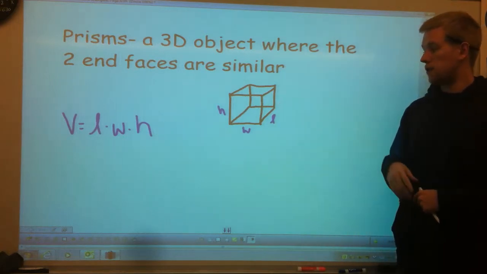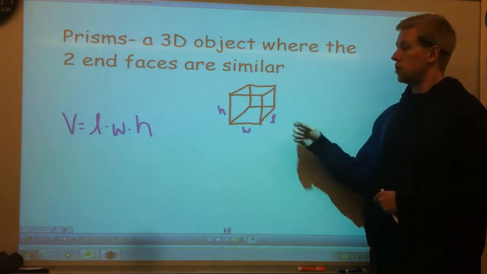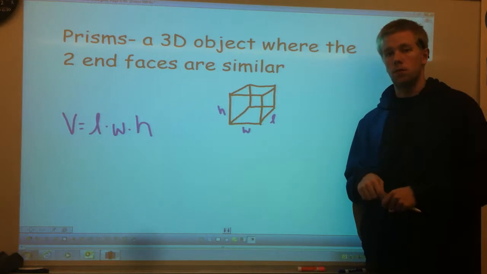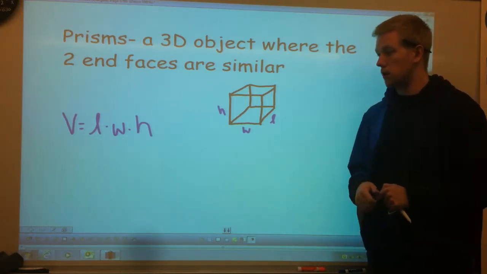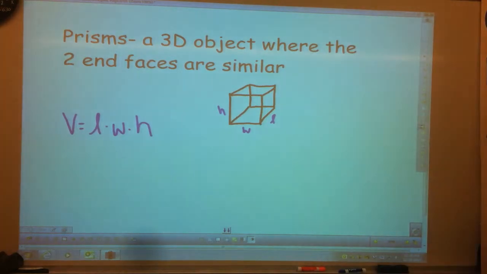And if you need to draw that picture to remind yourself what it looks like, you can do that at the bottom of your little foldable, because you need to hold on to this foldable. We'll be using it a lot this week. All right, so that's a prism.